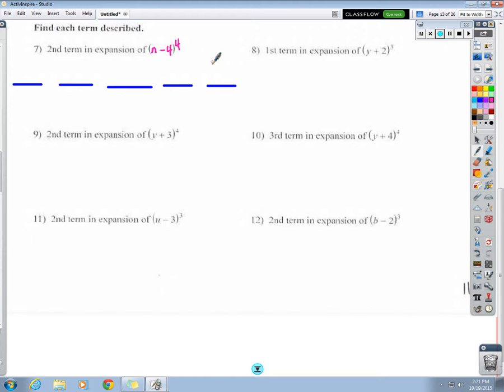When you have a binomial raised to the 4th power, how many terms are you going to have? 5. What are our coefficients of those terms? 1, 4, 6, 4, 1. Okay, then after we write those from Pascal's triangle, what do we put next?